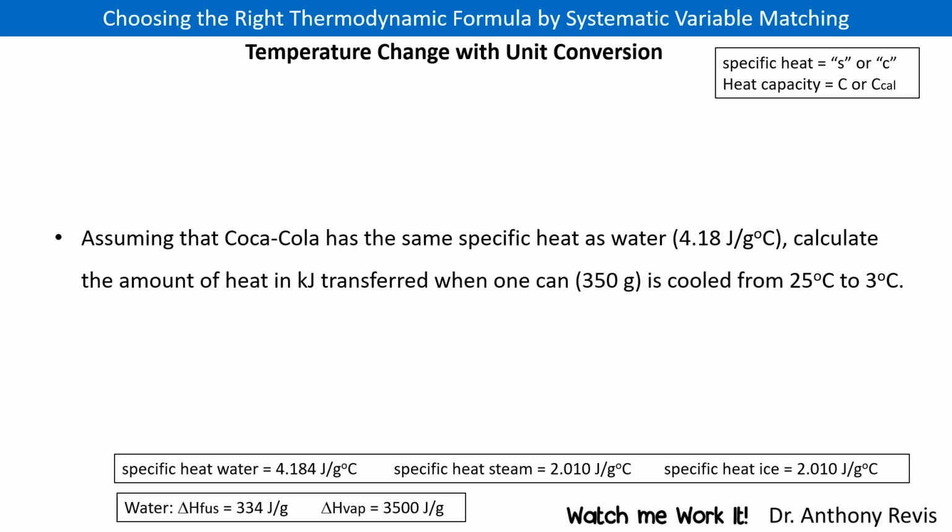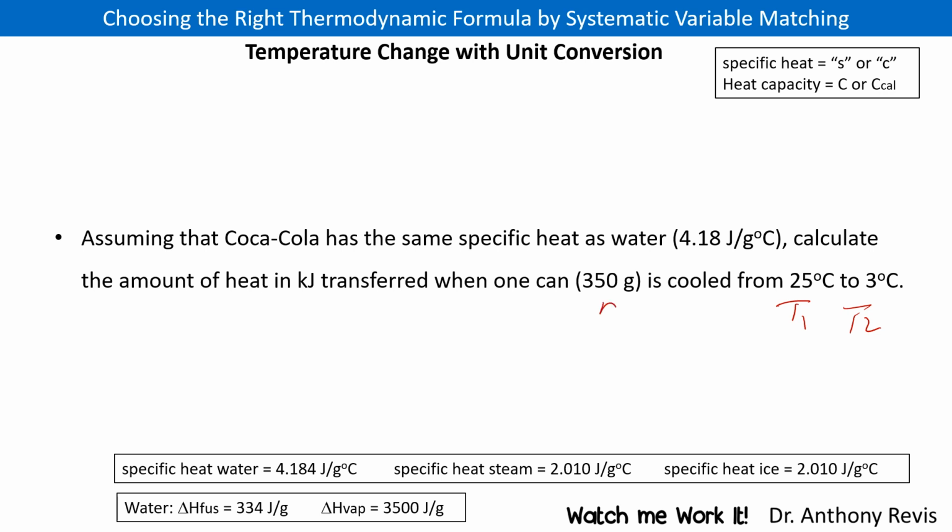The next one: assuming that Coca-Cola has the same specific heat as water, calculate the amount of heat that it takes to transfer one can of Coke is cooled from 25 degrees C to 3 degrees C. So from this, that's T1, to this. Since it's cooling, you're going to see that's going to be a negative value.